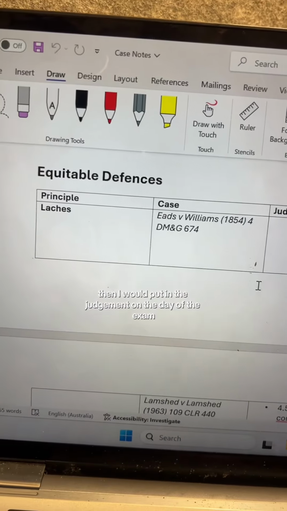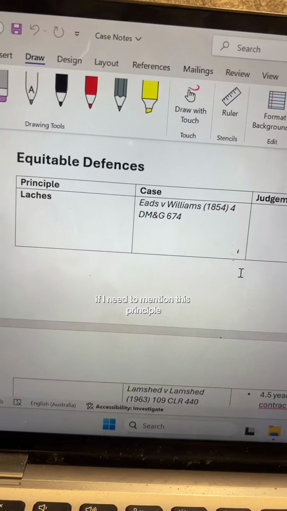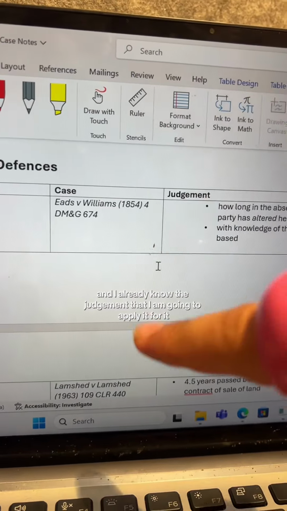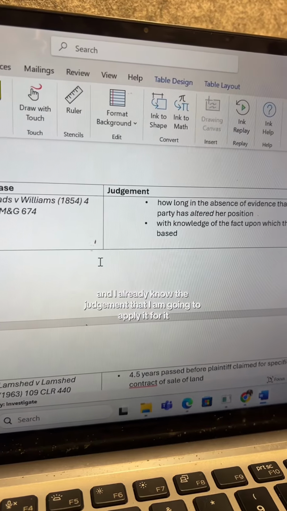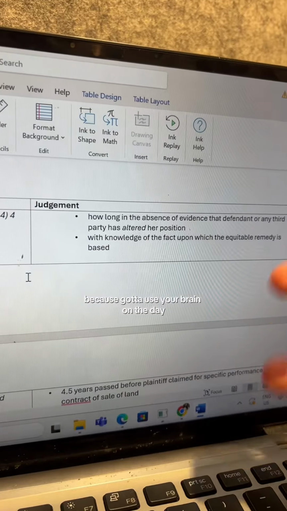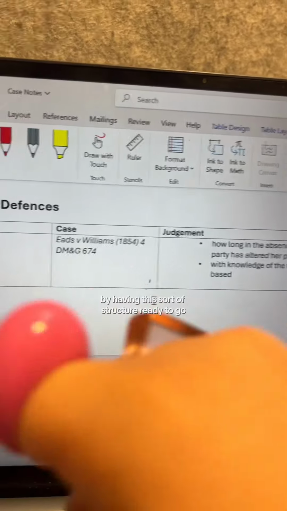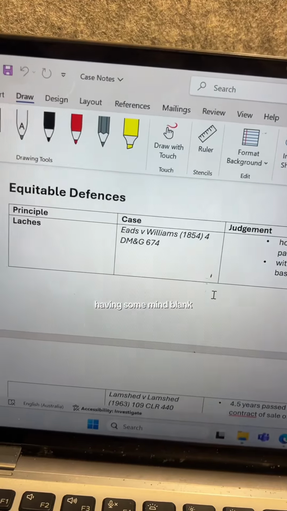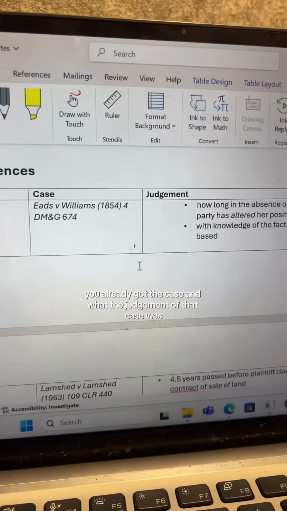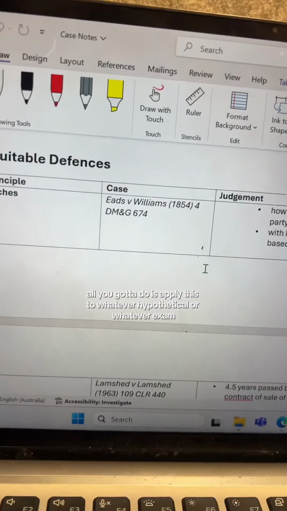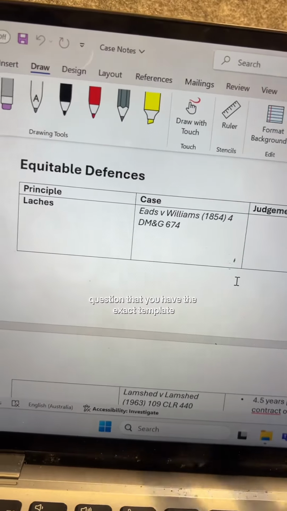On the day of the exam, if I need to mention this principle, I already know what case I'm going to refer to, and I already know the judgment that I am going to apply. I didn't add the application into the notes because you've got to use your brain on the day. But having this sort of structure ready to go saves you from brain power, from having some mind blank. You already have the case and what the judgment of that case was. All you have to do is apply this to whatever hypothetical or exam question that you have.